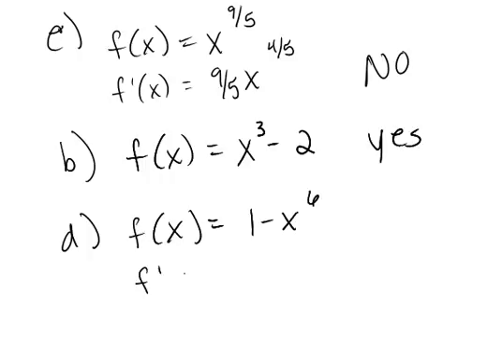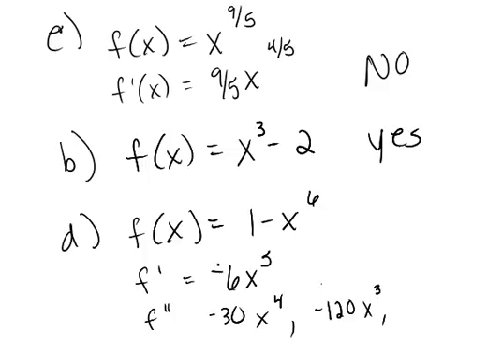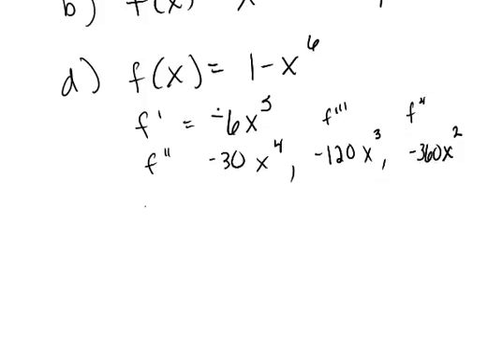When will it happen? The first derivative will be -6x to the 5th. The second derivative will be -30x to the 4th. The third derivative will be -120x to the 3rd. So this is f triple prime. All right, the fourth derivative will be -360x squared. The fifth derivative is going to be -720x to the first.